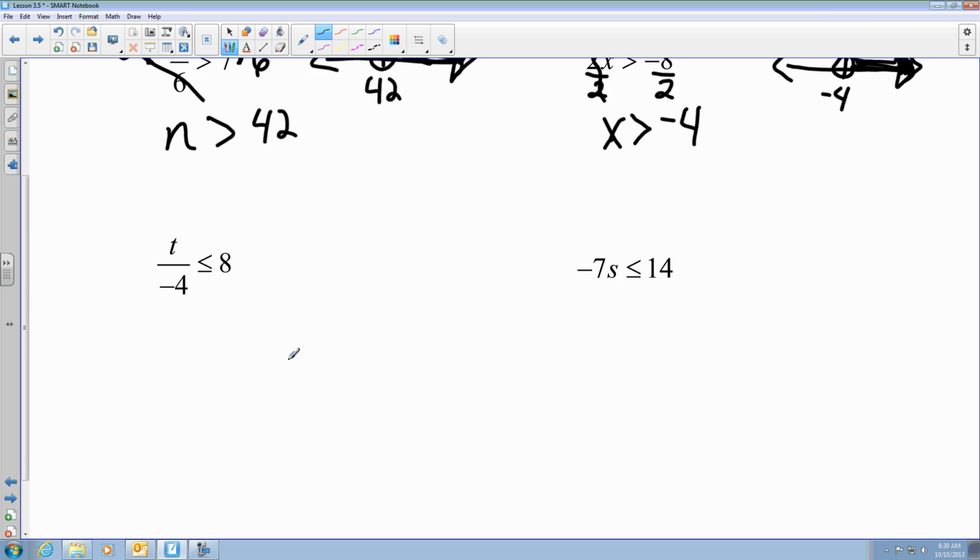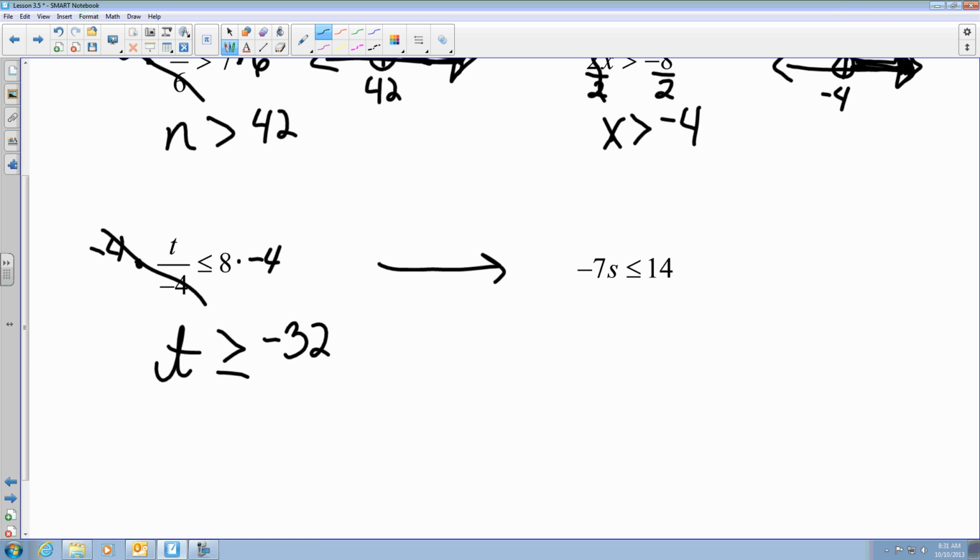Looking on the bottom, I have t divided by negative 4 is less than or equal to 8. So in order to get t by itself, I must multiply it by negative 4. So this cancels here. I have t by itself. Now, I multiplied by a negative 4. Now the weird rule has to be implemented, so now I have to flip the inequality, which was less than or equal to, is now greater than or equal to. And 8 times negative 4 is a negative 32.